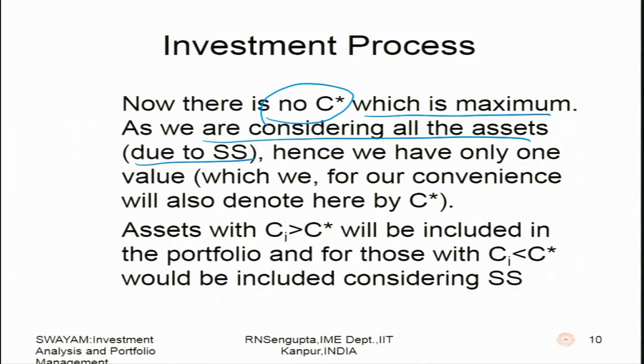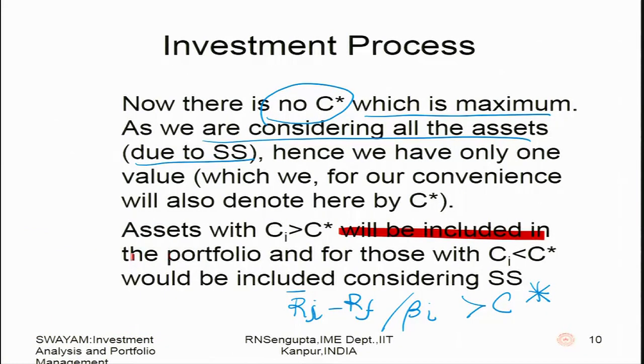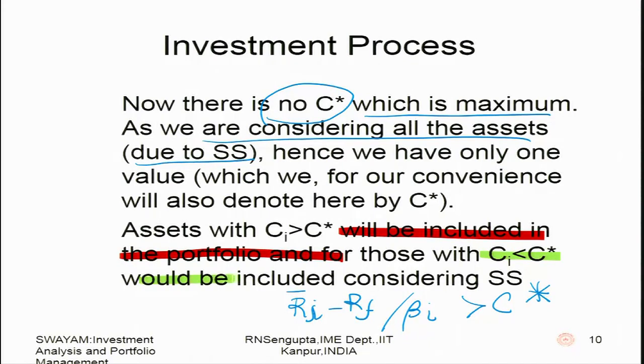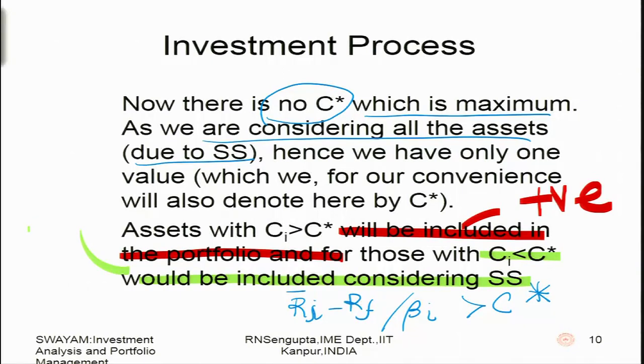Hence, any asset for which the value of R I bar minus R f divided by sigma beta I is greater than the value of C star, which is given as a constant, if it is true, it will be included. I am marking it here. And for those scripts where it is negative, they would be included definitely, but considering short selling. That means the weights I mentioned for the case when they are positive will be positive, and in case they are less than C star, they will be put in the negative sense, and it will become clear to you within a few minutes.